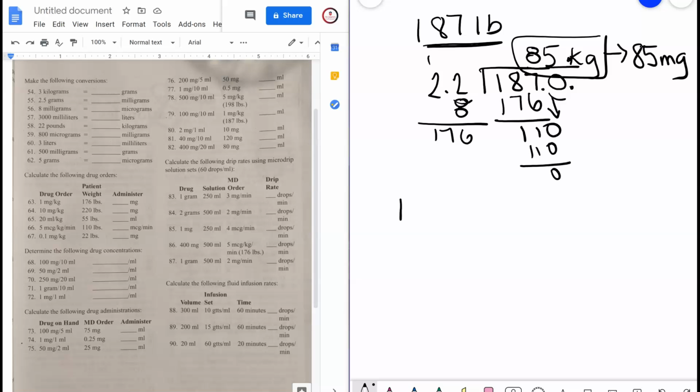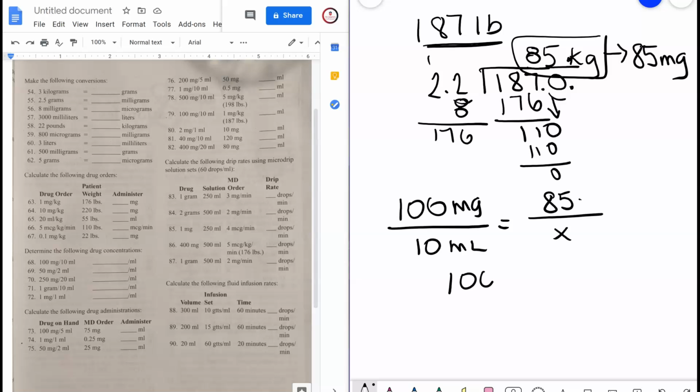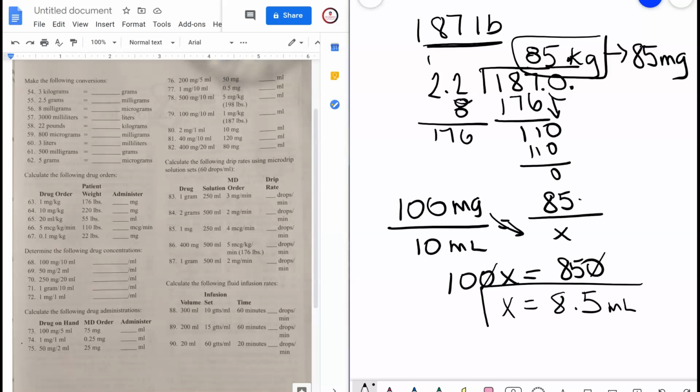You have 100 milligrams in 10 ml. You want to give 85. So 100x, right, cross multiplying, is 850. Both sides divide or simplify. So now you're going to divide both sides by 10. So x equals 8.5 milliliters.